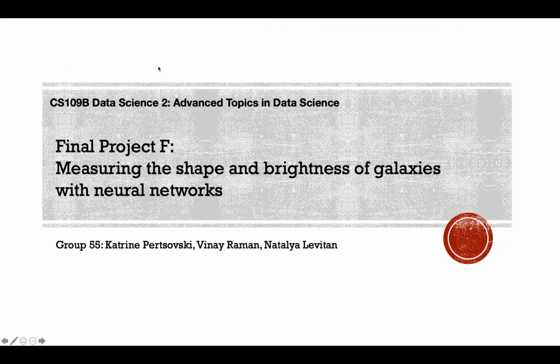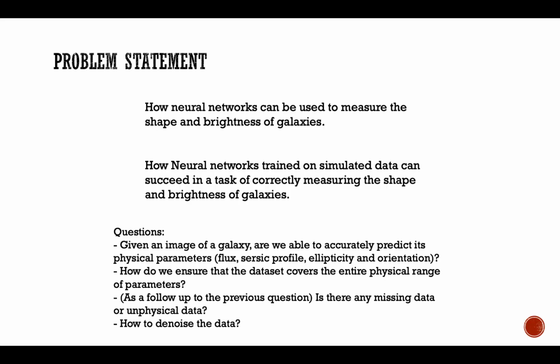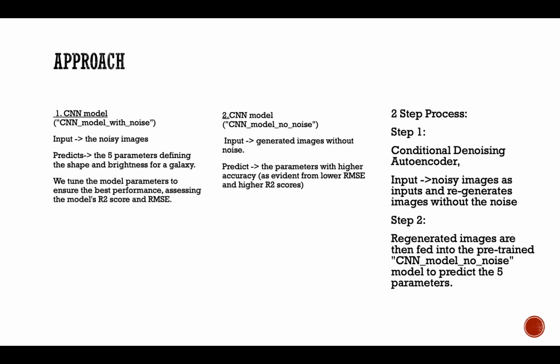Hi, we're Group 55, Katrin Bertsovsky, Vinay Raman, and Natalia Leviton, and we're measuring the shape and brightness of galaxies with neural networks. We would like to find out how neural networks can be used to measure the shape and brightness of galaxies. Given the image of the galaxies, are we able to accurately predict these physical parameters: flux, Sersic index, ellipticity, and orientation? We use a threefold approach.